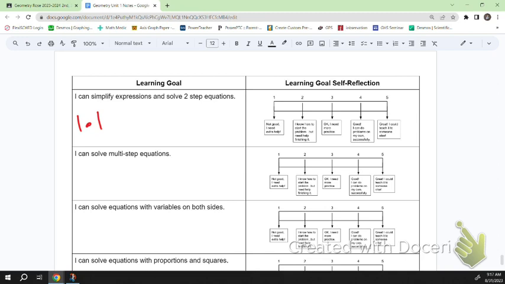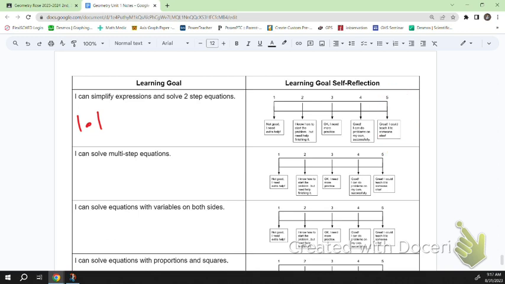I want you to think, am I at a 1? Not good, I need extra help. Am I at a 2? Am I at a 3? I'm okay, but I need more practice. Am I at a 4? I can do problems on my own successfully. Or am I at a 5? I'm fantastic. I could teach it to someone else.